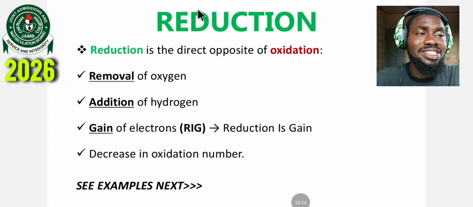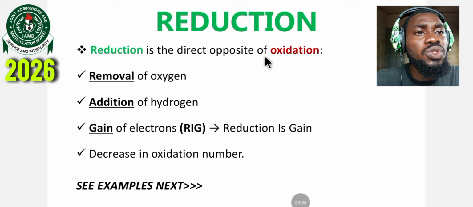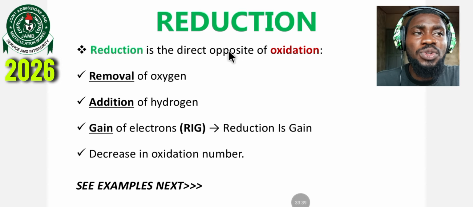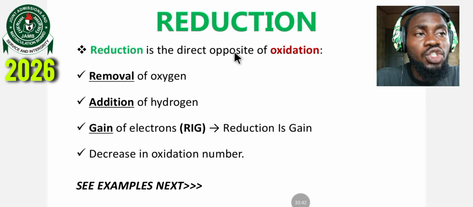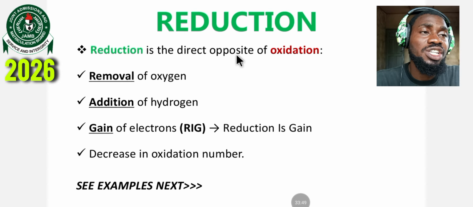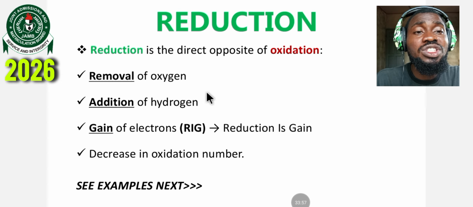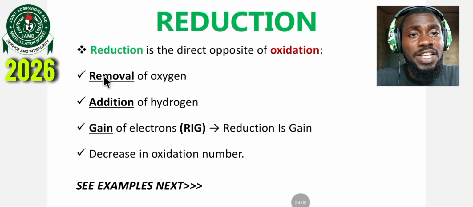Let's look at reduction. Reduction, take note of the color coding, green. What is reduction? Reduction is the direct opposite of oxidation. Oxidation is the direct opposite of reduction, while reduction is also the direct opposite of oxidation, vice versa. And what are the features of reduction? We have no time for definition. Learn the features and use the features to derive your own definition.